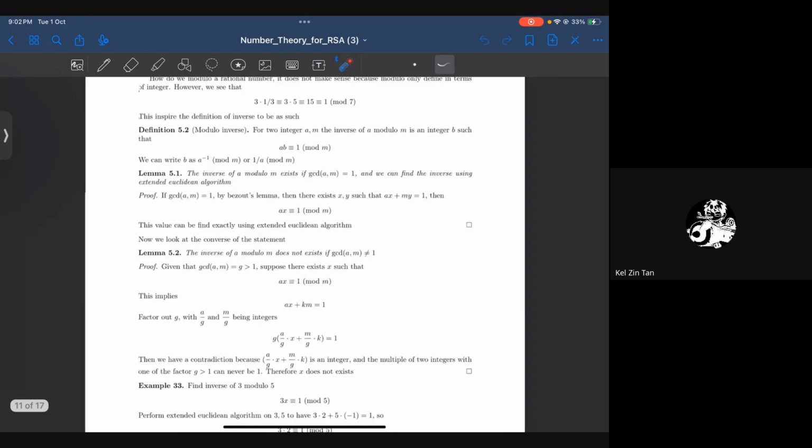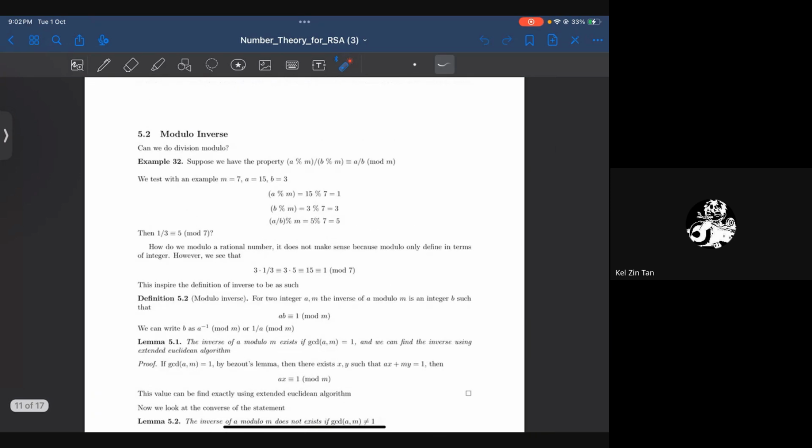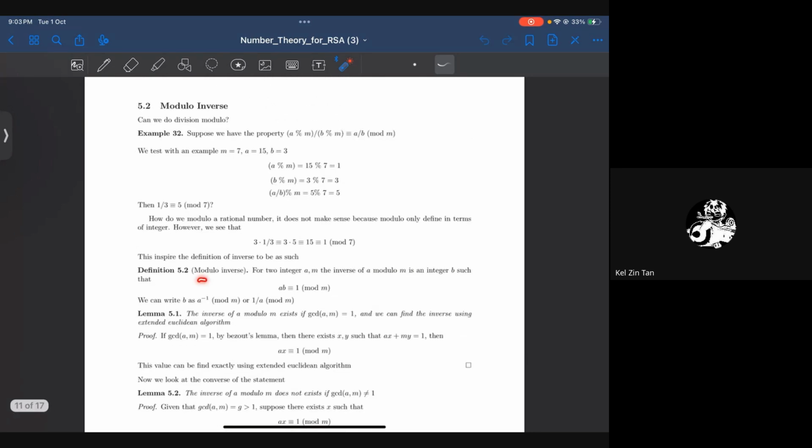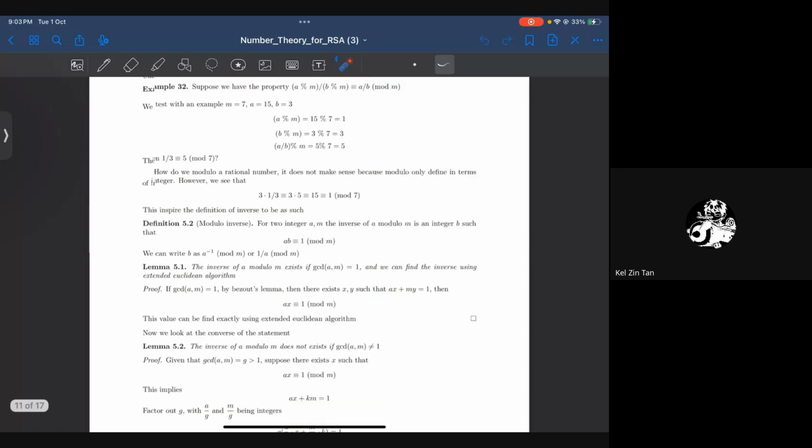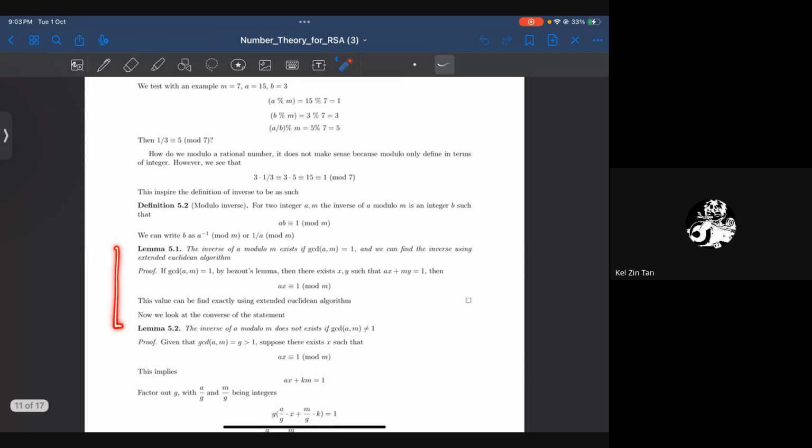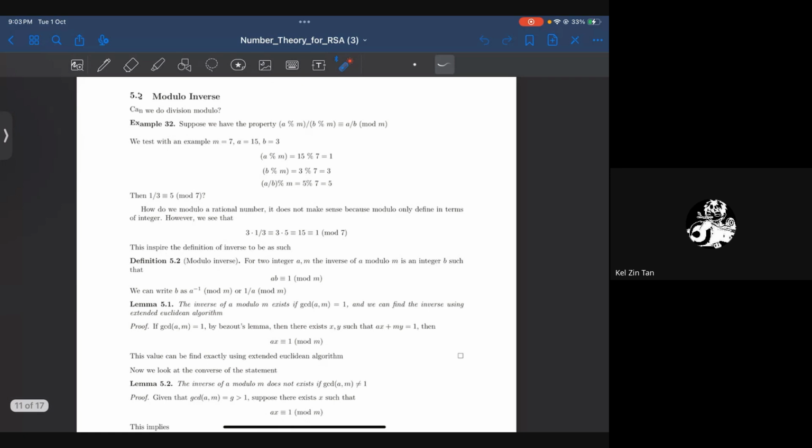Okay, so this week we're going to continue talking about some points of modular inverse. Last week we ended up somewhere around here. Okay, so I'll recap a bit.